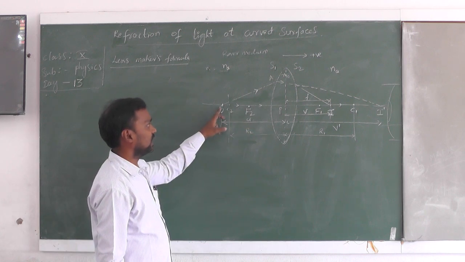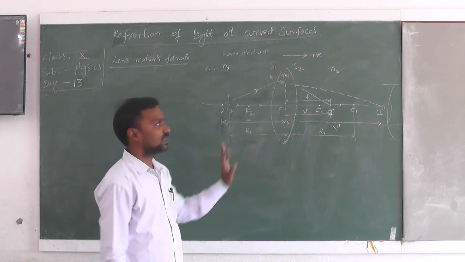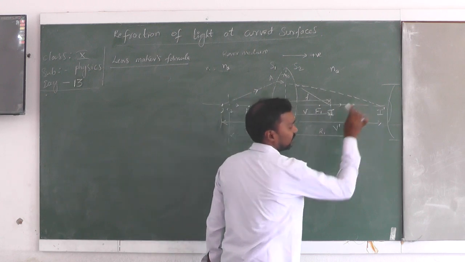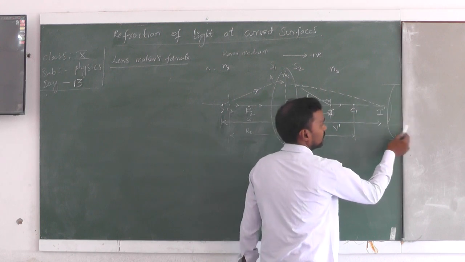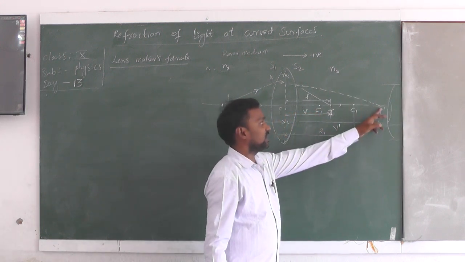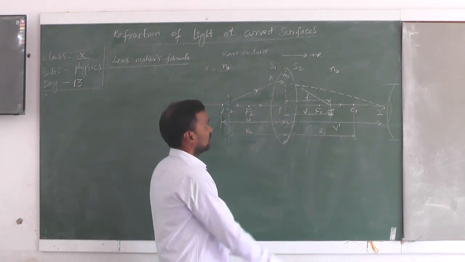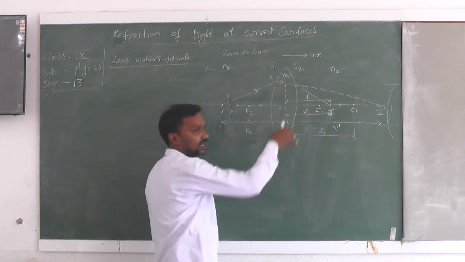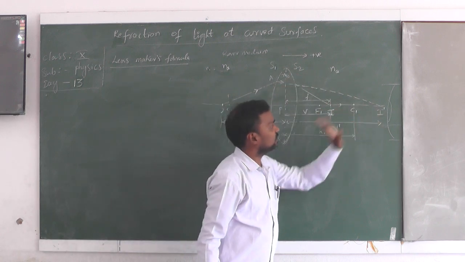The light is coming from the object. It strikes the curved or convex surface at point A and refracts, and it travels and meets at one point I dash. And if this is my eye, these light rays enter my eye and I can see the image here. That means the image of this object I can see here. So in the absence of surface 2, if you consider there is no second surface, then the light would have traveled in this path.